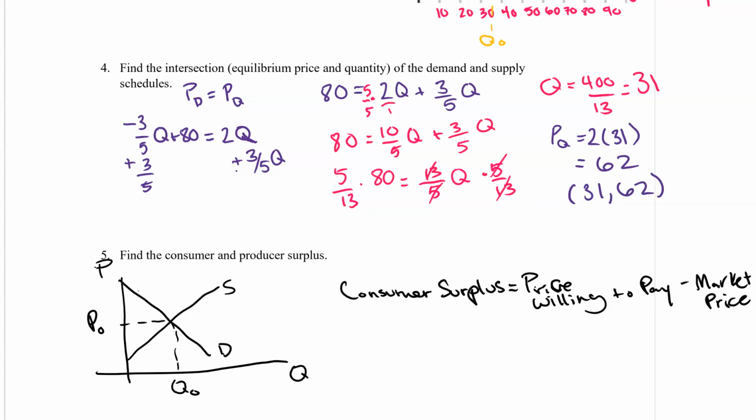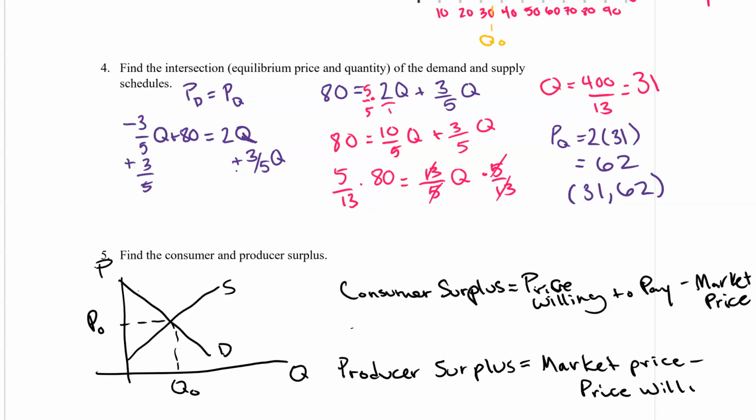If you add all of those together, you get the consumer surplus. And the producer surplus is equal to the sum of the market price minus the price the firm is willing to make it for, so willing to produce. So what does that look like on our graph? Well, we get to draw two triangles, and then we're going to find the area of them.